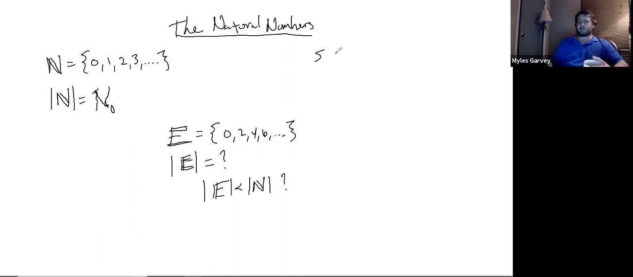For example, if I told you, here's a set 1, 2, and 3. Here's another set. Take out the number 2 and leave just 1 and 3. We very clearly see that this is less than this. So our intuition is telling us that the even numbers needs to have less stuff in it than the natural numbers.